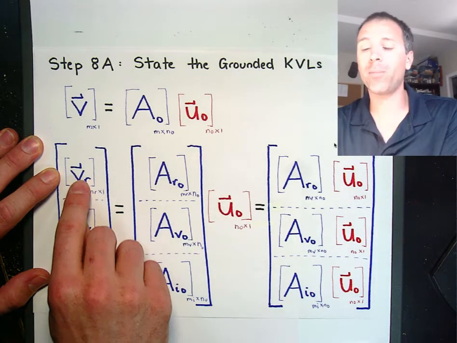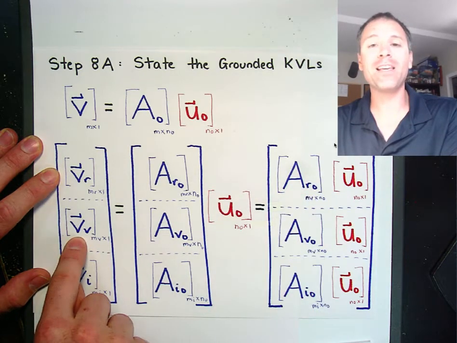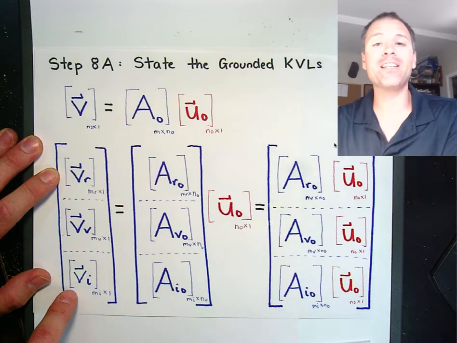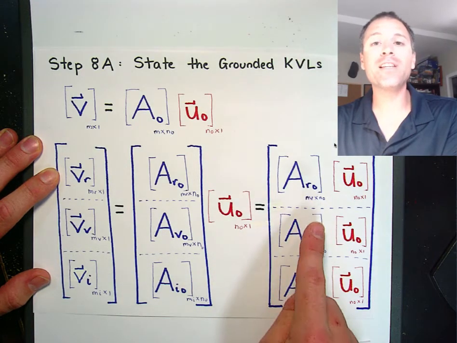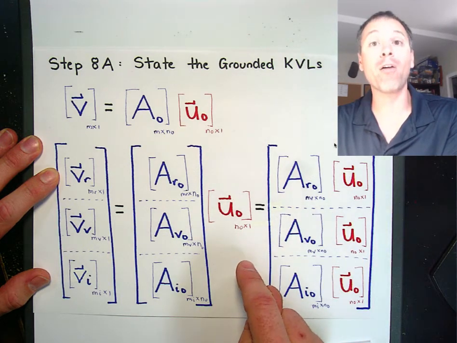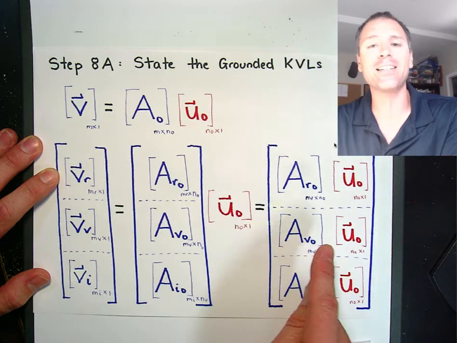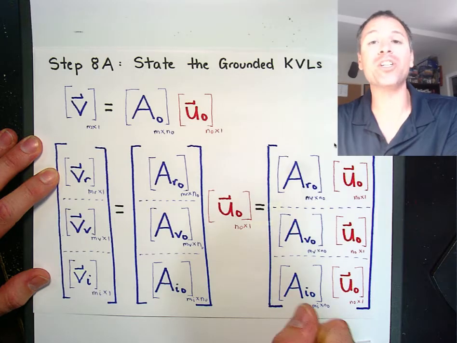So in particular, V sub R is A sub R naught times U naught, V sub V is A sub V naught times U naught, and then V sub I is A sub I naught times U naught. Each of these subblock equations is the exact identical version from the entire set, except that the ground node is deleted. It's set to 0. No new information is encoded in that scalar, so we just ignore it.